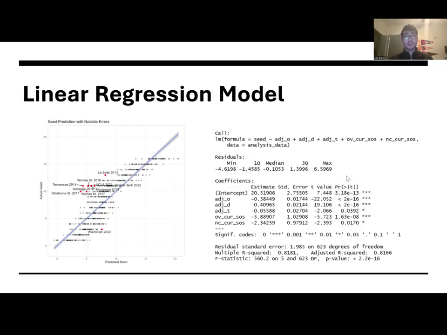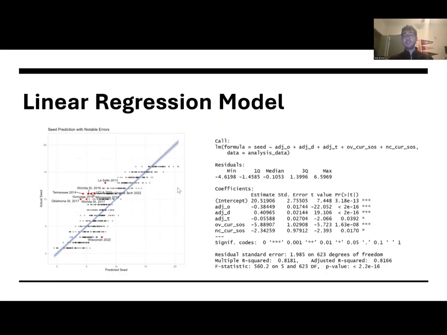So continuing off of this, I decided to create a linear regression model to model this data. Basically what we're doing here is predicting seed based off of a few of the factors that we found in the BartTorvik data set. So this is adjusted offense, adjusted defense, adjusted tempo, which is adjusted underscore T. And then I also included the overall current strength of schedule, and the non-conference strength of schedule, just to see if those things would be different.